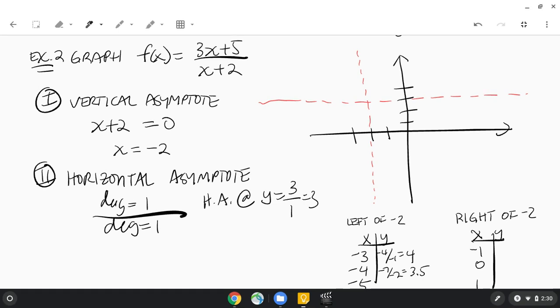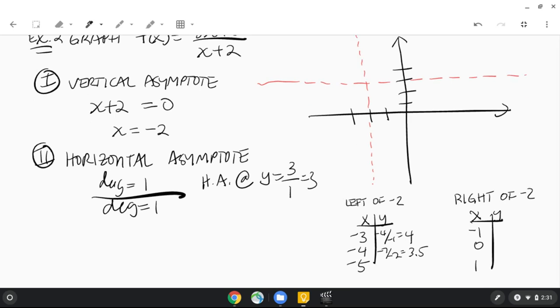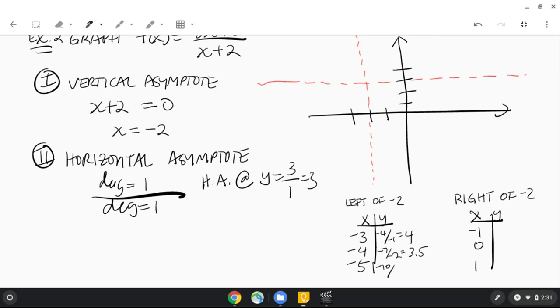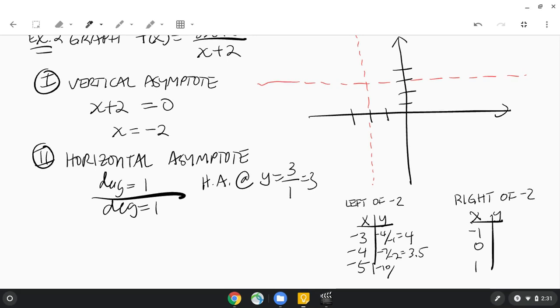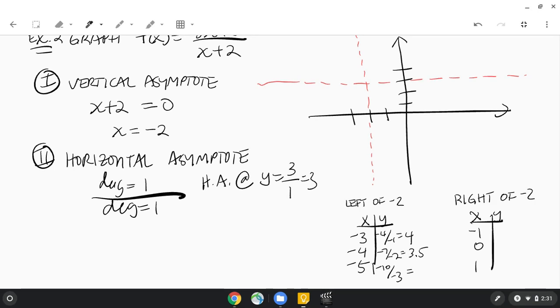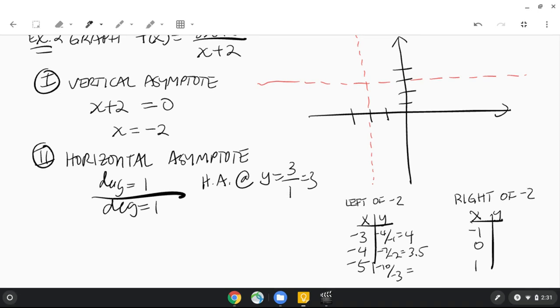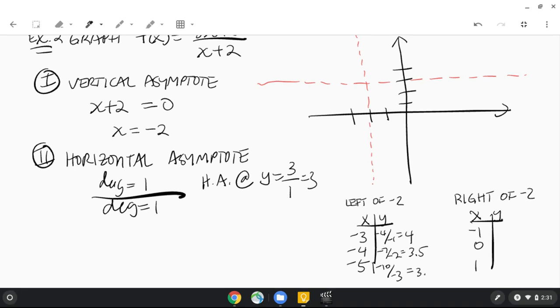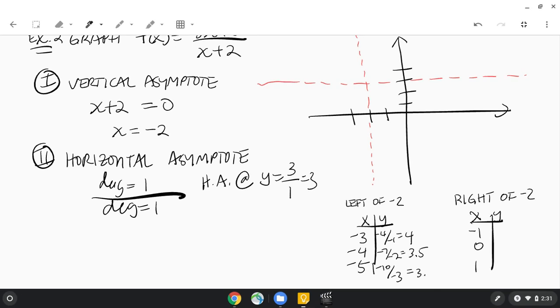-15 plus 5. Okay, -15 plus 5 is -10. And -5 plus 2 is -3. Okay. So we get positive 3 1/3, which is basically 3 1/3. Now we're getting closer to the asymptote.